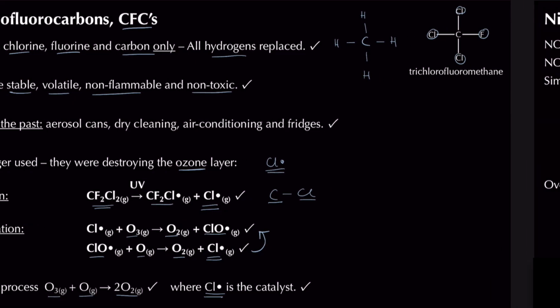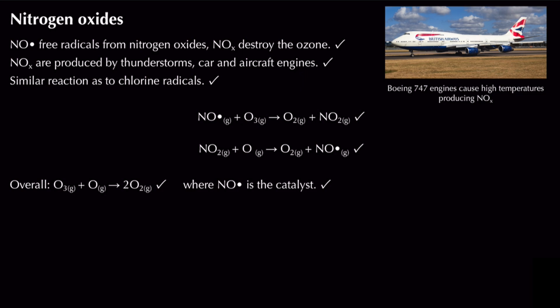So moving on then, looking at another example of a radical that's going to be damaging our ozone layer: nitrogen monoxide radicals or nitrogen oxides. They're going to be formed from thunderstorms, car engines, and aircraft engines as well. When we look at car and aircraft engines, we actually end up with large amounts of heat generated from these, and what actually happens is atmospheric nitrogen and atmospheric oxygen are going to fuse together, making nitrogen oxides.